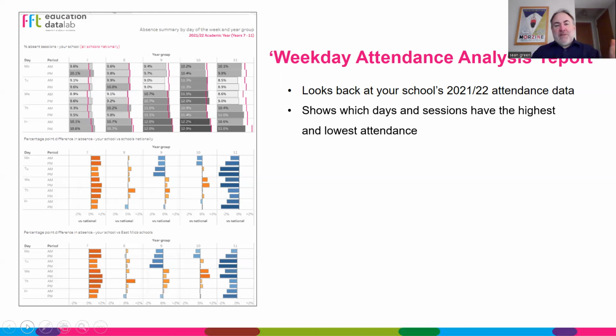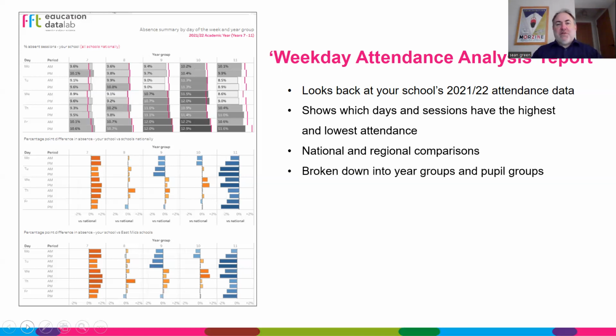So what this does is it allows you to compare what the data is showing for your school with the national picture. It also allows you to compare it to the regional picture. So you can see, well, is it a regional thing? Do we have more absence on a Thursday morning? Is that something that just happens in the East Midlands, for example, or is it something specific to your school?